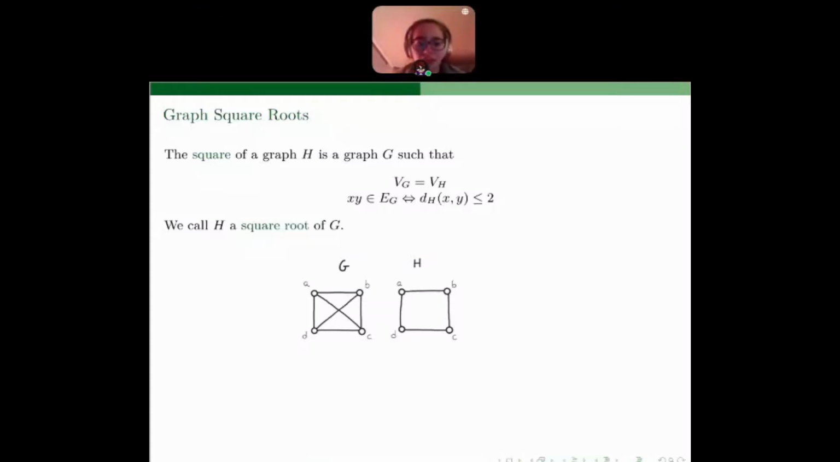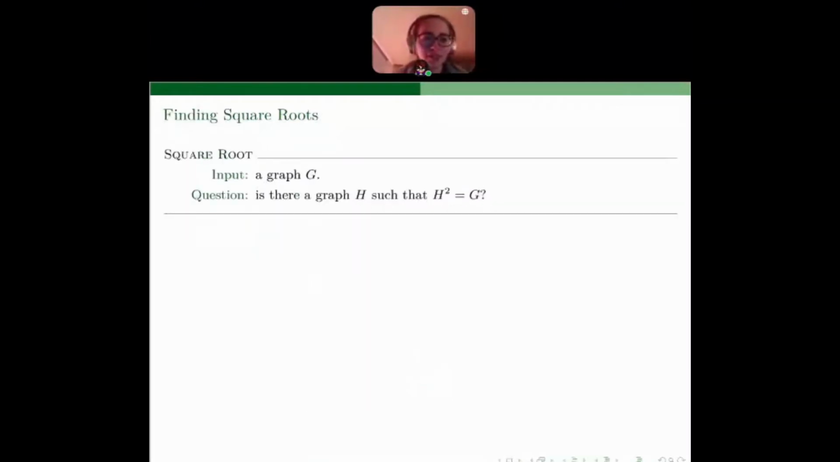But this is not the only square root that G has. For instance, this graph is also a square root for the same graph G. So from this, we can already see that a graph might have many square roots. And actually, some graphs don't have any square root at all, like C4, for instance. So it's a sensible question to think of this problem: given a graph, can we determine whether it has a square root or not? And this problem was already shown to be NP-complete quite some time ago.